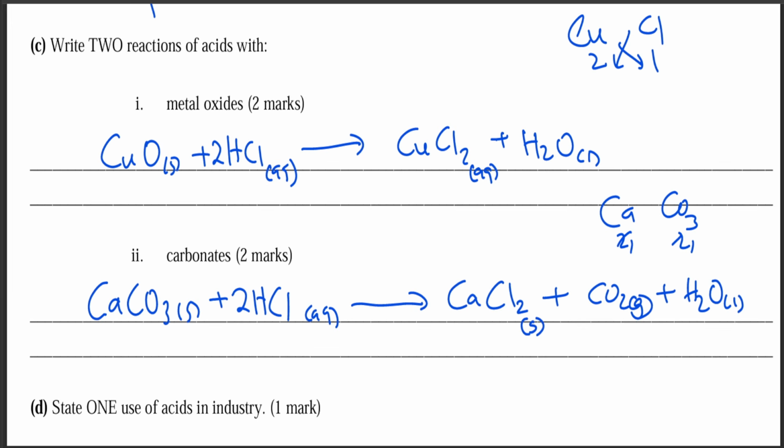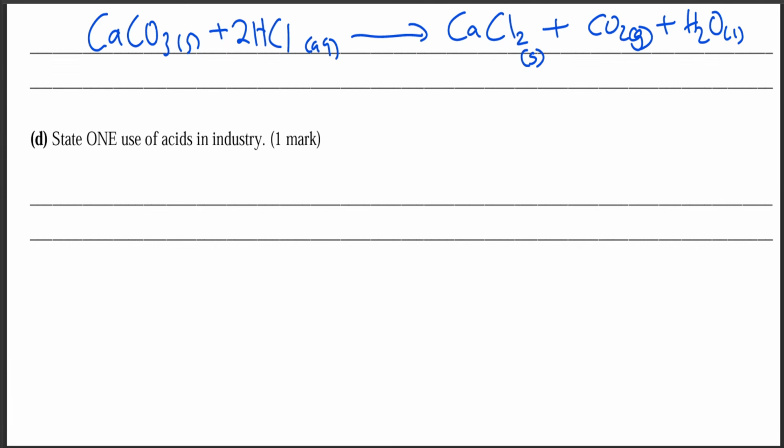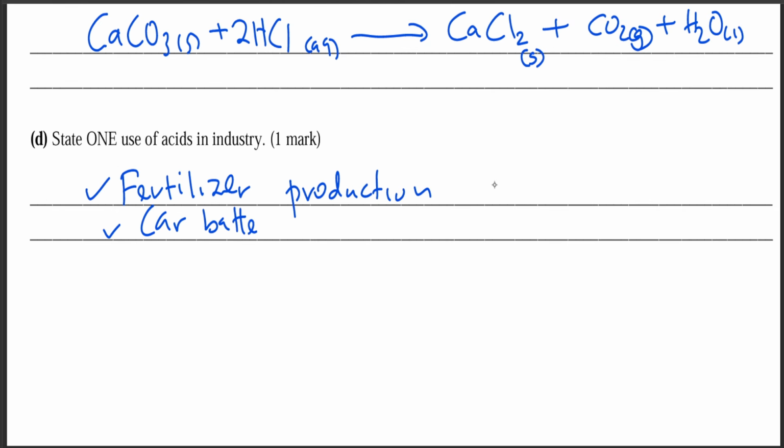Question D. State one use of acids in industry. Acids can be used in flavoring, by the way, but they can be used in fertilizer production, also in car batteries. So naona rahisi sana.